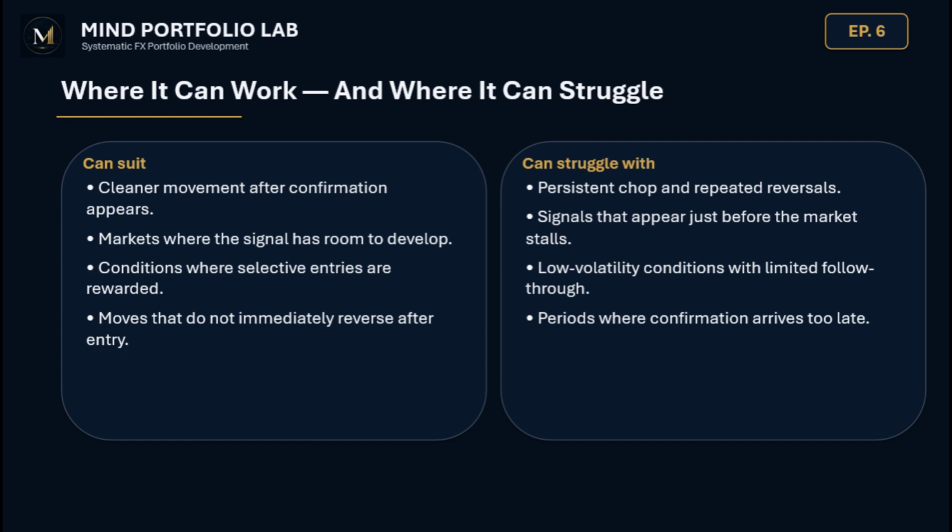But it can struggle in choppy markets. If the market repeatedly reverses, stalls, or moves without follow-through, confirmation can arrive too late or fail to produce enough movement. Low volatility conditions can also be difficult, because there may not be enough movement after entry.